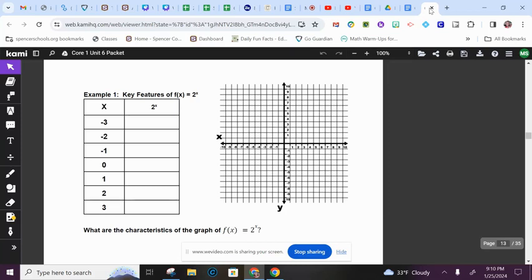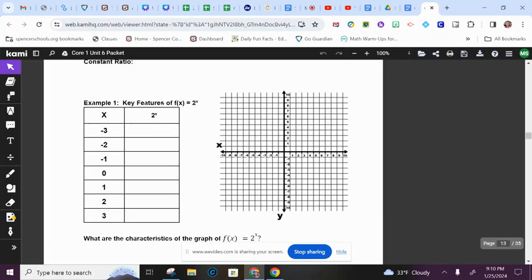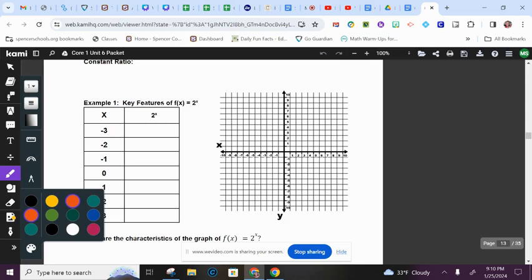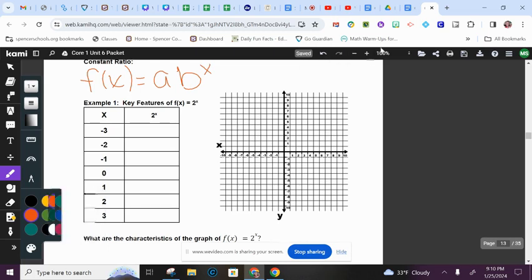So we're going to start with just the key features of what the parent of the exponential function would look like. So the equation that you should have written yesterday is f of x equals a times b to the power of x, which is the form that we're going to use for exponential functions here. And yesterday in your notes, I stated that b here is your constant ratio.